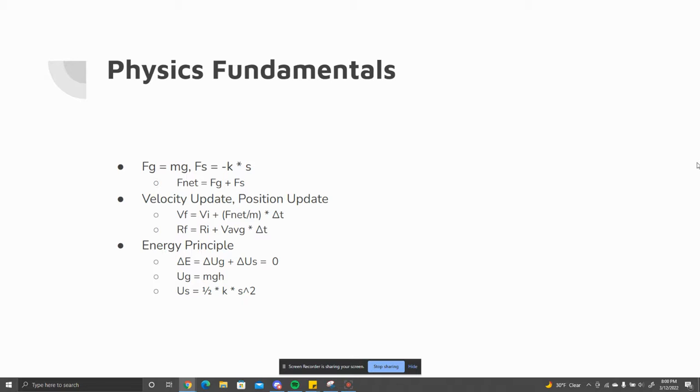Once we find our F net, we are able to update our velocities and positions. According to Newton's second law, we can find the next velocity by adding the net force divided by the mass, times delta t, to the initial velocity, and the same can be done with the position. The energy principle states that unless heat is released, there's no change in energy in a system. Also, the energy due to gravity is mgh on the surface of the earth, and the energy due to spring force is equal to 1/2 k s squared.